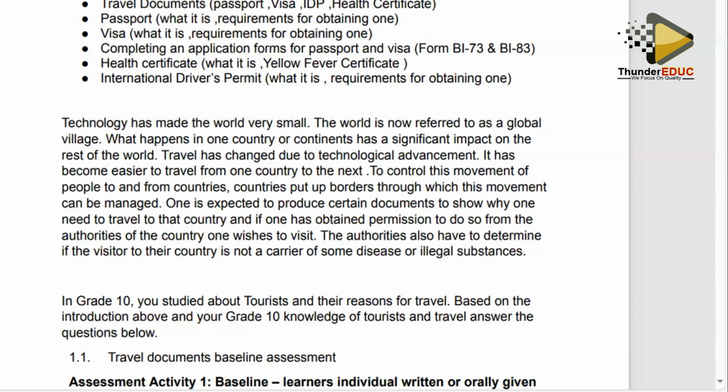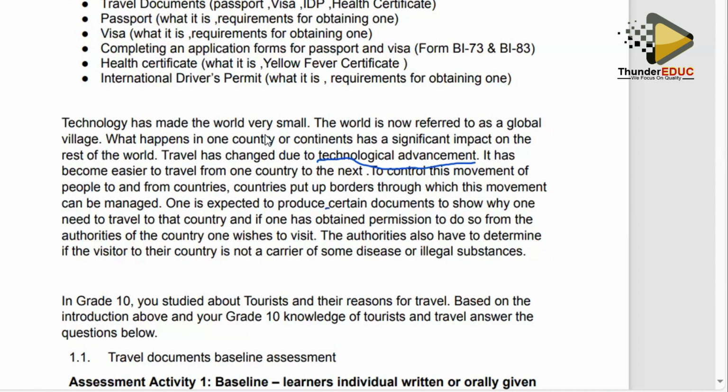So let me start by outlining that technology has made the world very, very small. The world is now referred to as the global village. So what happens in one country or continent has a significant impact on the rest of the world. So the world of travel has changed due to technological advancement. It has become easier to travel from one country to the next. To control the movement of people to and from countries, countries have put up borders through which this movement can be managed. One is expected to produce certain documents.